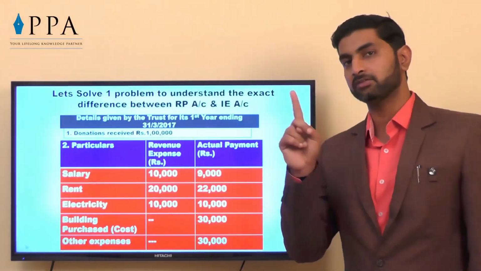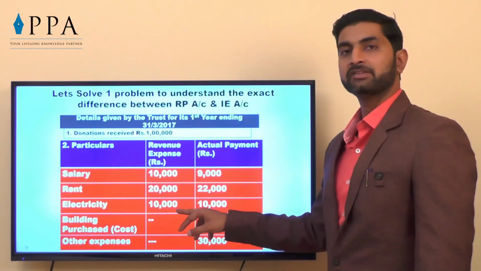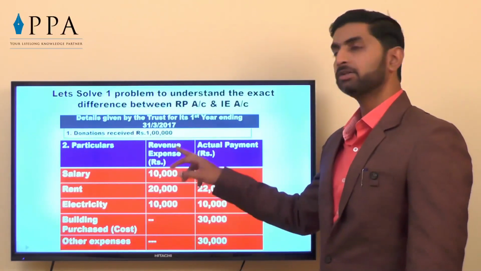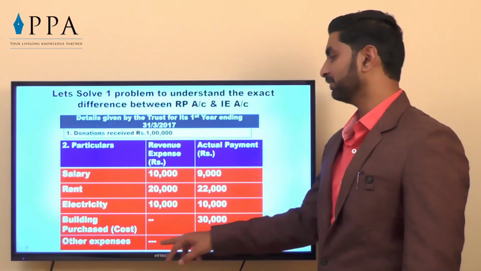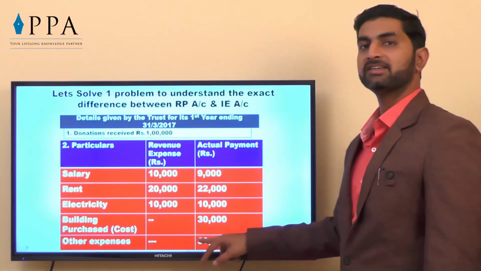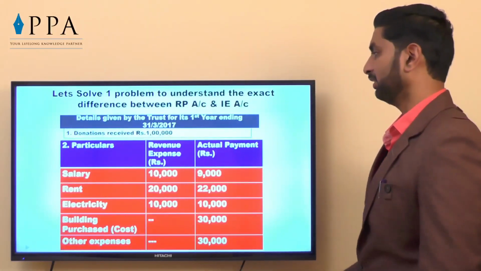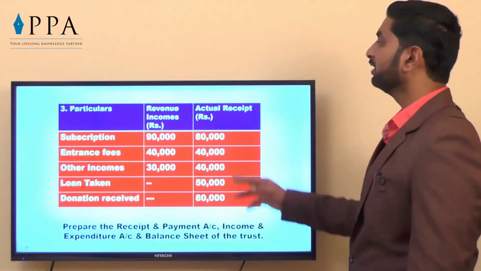It is our asset. We'll go to the asset side, prepaid expense. Electricity was expected to be 10, paid 10, so nothing to worry about. Building is not a revenue expense, but you purchased 30,000. Other expenses were not expected to be paid, but still you have paid. It is again prepaid. Maybe it is related to the next year. Of course, we are going to analyze in detail when we will prepare the accounts.